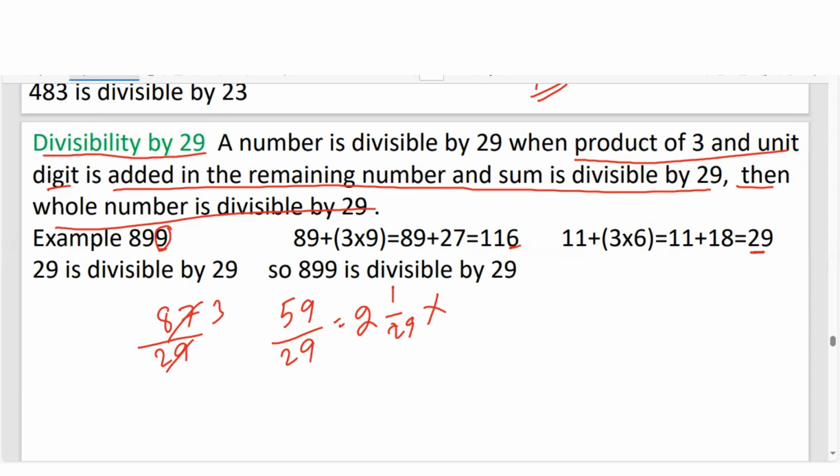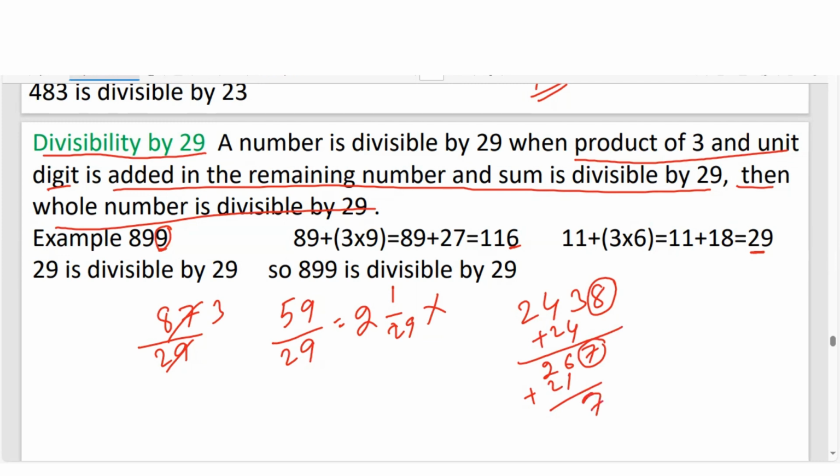Suppose we take one more number, 2438. We are checking whether this number is divisible by 29 or not. Just focus on the unit digit, which is 8. Multiply the unit digit by 3: 8 into 3 is 24. Add it to the remaining number 243, and we get 267. Again, a three-digit number, so repeat the same. The unit digit is 7, so 7 into 3 is 21. Just add 21 to 26.